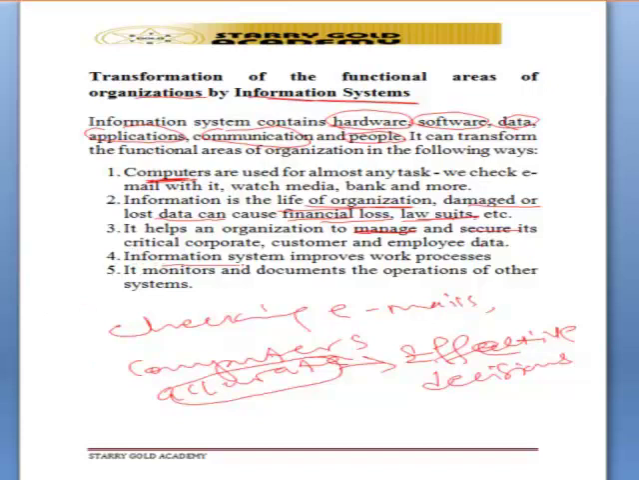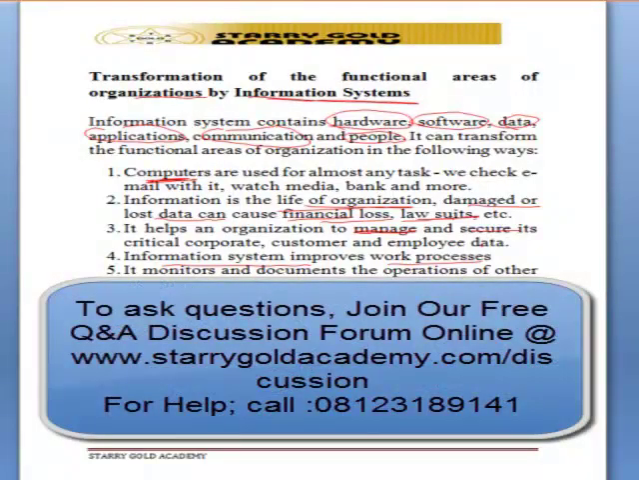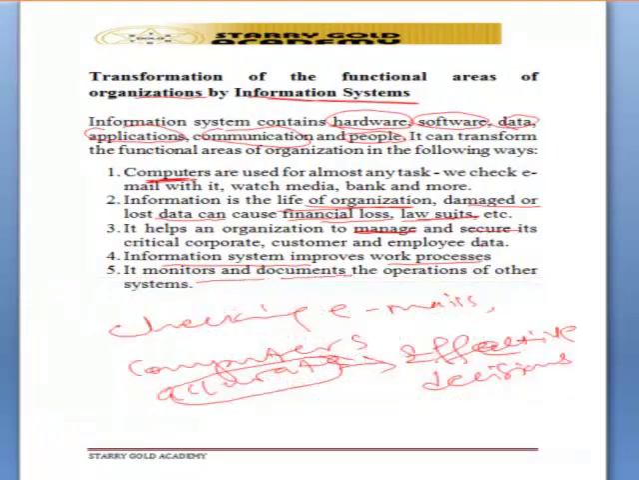Then the next one is that information systems improve work processes. They also increase the speed of business activities. Then the next one is that they monitor and document the operations of other systems. So an information system monitors or supervises, and also documents or records, the operations of other systems. So these are some of the ways whereby information systems can transform the functional areas of an organization.